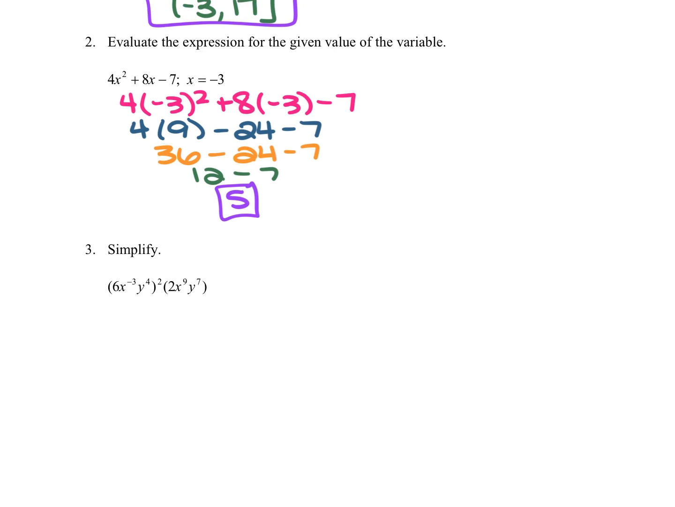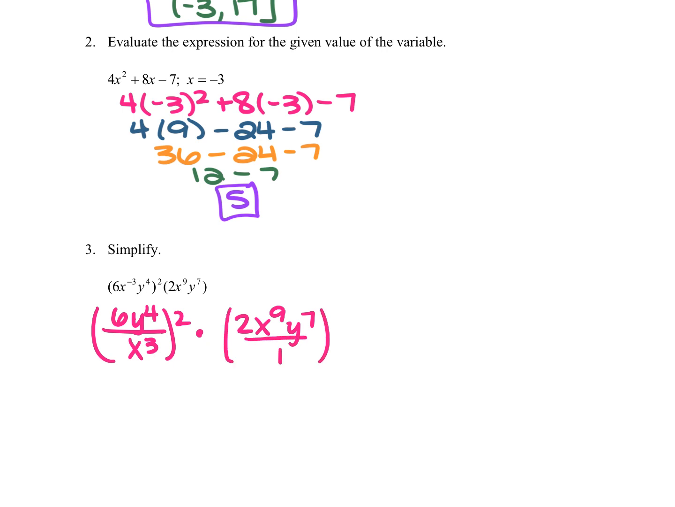For number 3, you have 6x to the -3rd power, y to the 4th power, all raised to the 2nd power, times 2x to the 9th power, y to the 7th power. If we simplify inside those parentheses first, we're going to have 6 y to the 4th power over x cubed raised to the 2nd power times 2x to the 9th, y to the 7th, all over the first.